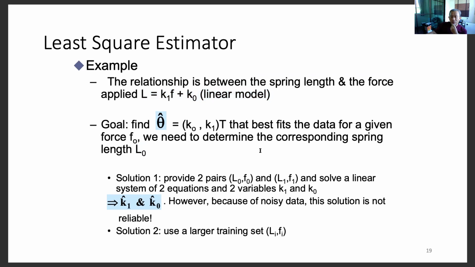So the solution is we provide two pairs of data, L0, F0 and L1, F1, and solve a linear system of two equations and two variables, K1 and K0. So K1 hat and K0 hat. However, because of noisy data, this solution is not reliable. So we have to use a larger training set of data, which is solution number 2.